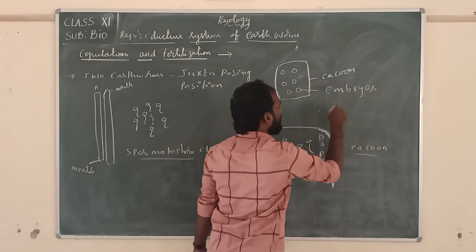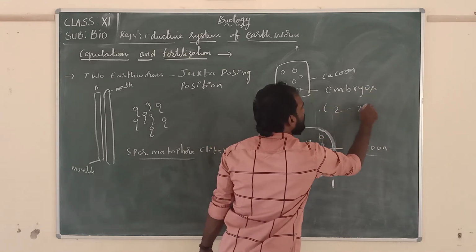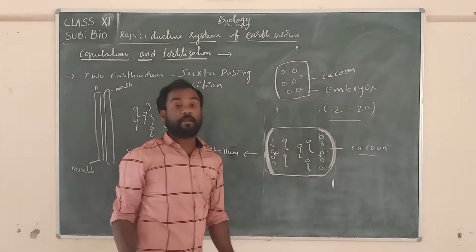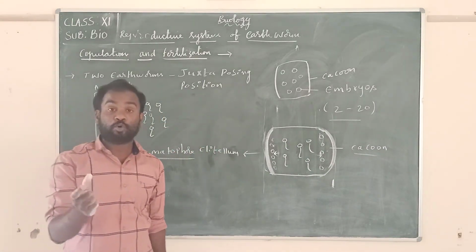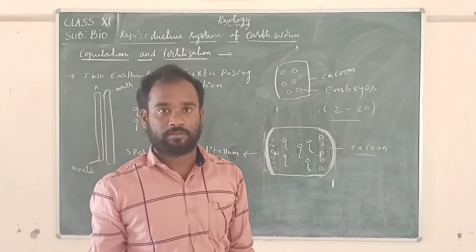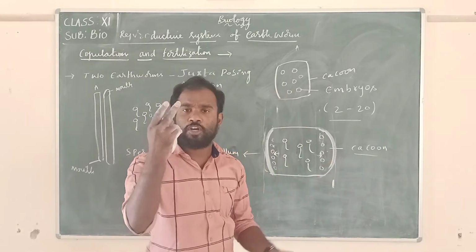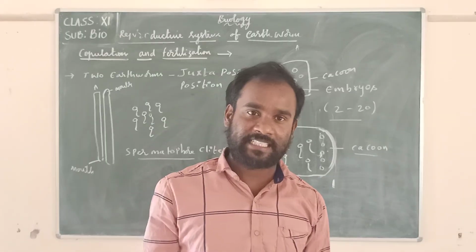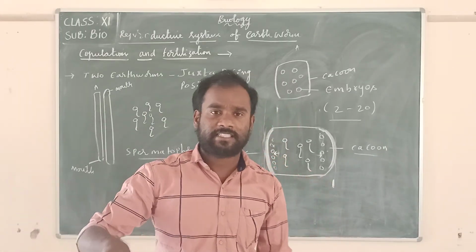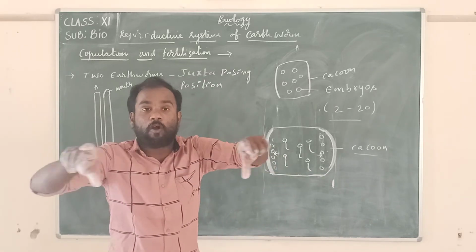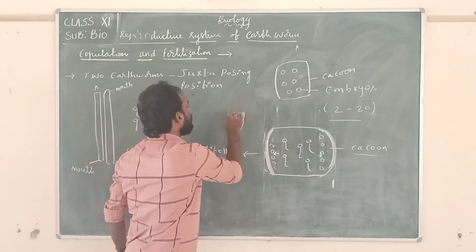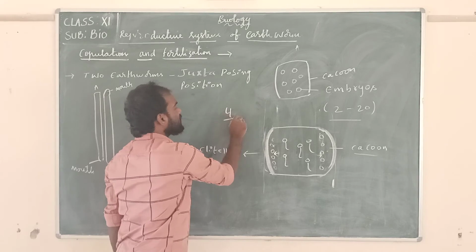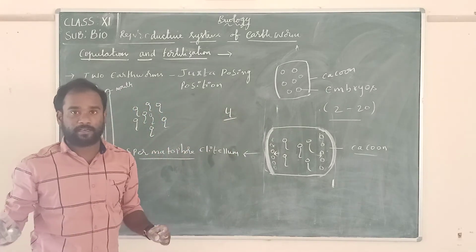Approximately in each cocoon there will be 2 to 20 embryos. In some cocoons only 2 embryos, in some cocoons 6, in some cocoons 18, in some cocoons 10. But if you take the average, minimum 4 will be there.